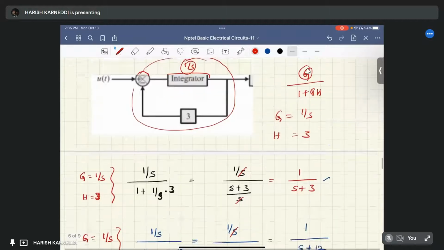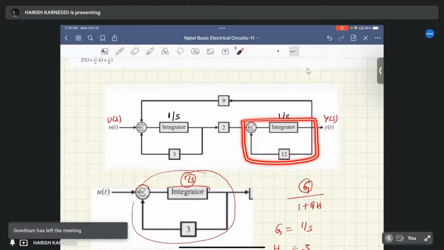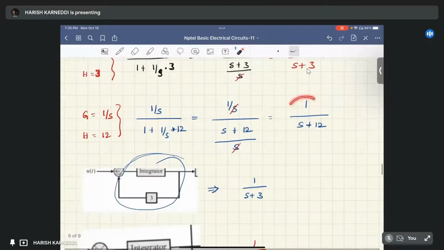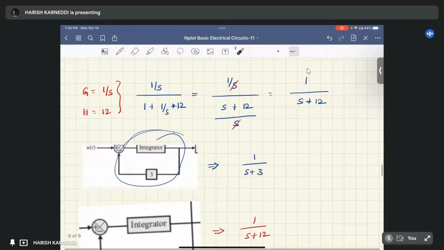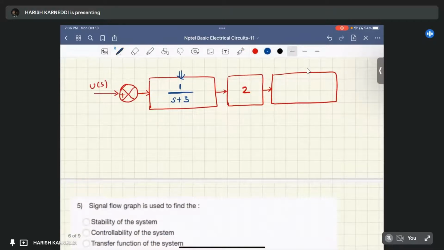After this gain block 2, there is a forward path and a feedback path, that is a negative feedback path. It means one can consider this portion as a forward path which is having an integrator, and a feedback path which is 12. We already calculated the closed loop transfer function of this particular closed loop, that is 1 by s plus 12. So instead of drawing this particular loop, I am writing the closed loop transfer function, that is 1 by s plus 12.